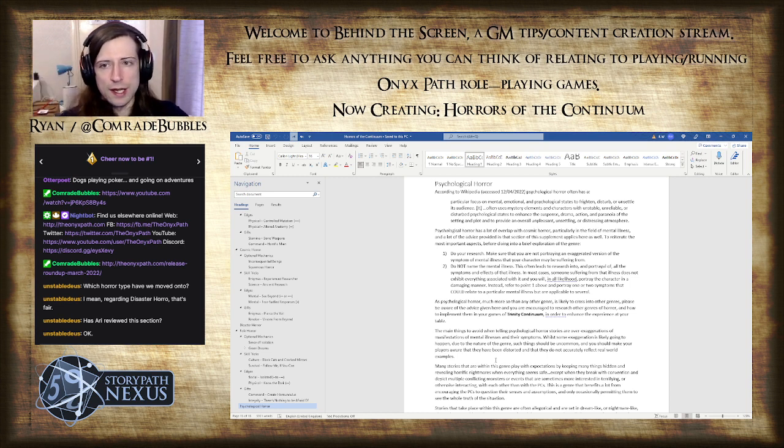But psychological horror often has a particular focus on mental, emotional, and psychological states to frighten, disturb, or unsettle its audience. It often uses mystery elements in characters with unstable, unreliable, or disturbed psychological states to enhance the suspense, drama, action, and paranoia of the setting and plot, and to provide an overall unpleasant, unsettling, or distressing atmosphere.